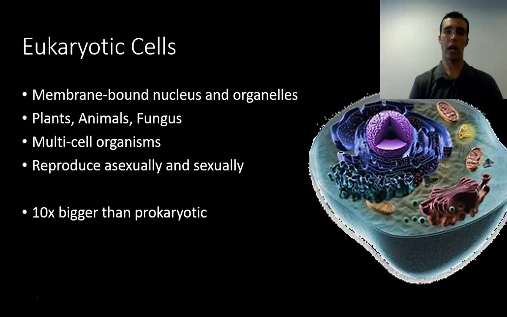The other side of prokaryotic cells are the eukaryotic cells. These cells are much more advanced as they have a membrane-bound nucleus as well as membrane-bound organelles. These include plants, animals, and fungi. They are multicellular organisms and can reproduce asexually as seen in plants and fungi, or sexually, also seen in plants as well as animals. They are typically 10 times bigger than prokaryotic cells, and as I said before, are much more advanced and found in more advanced organisms.